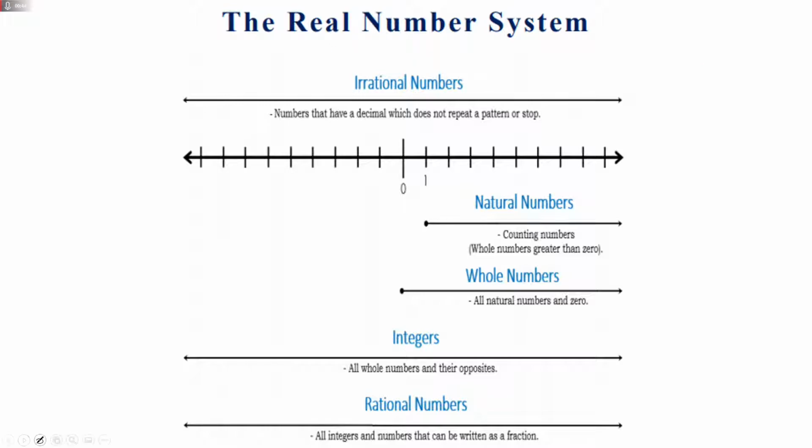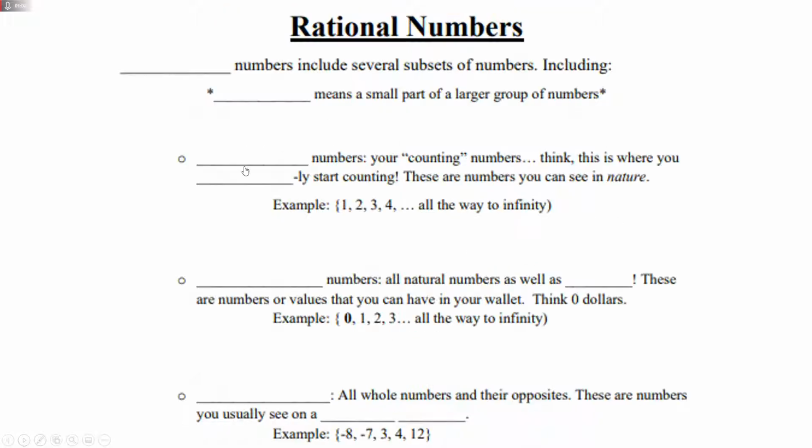Hello class, today we're going to be talking about the real number system. The real number system is a way for us to group numbers together, see how they're related, and see how they're different. It's just a way for us to categorize numbers. You'll see here that we are talking about irrational numbers, natural numbers, whole numbers, integers, and rational numbers.